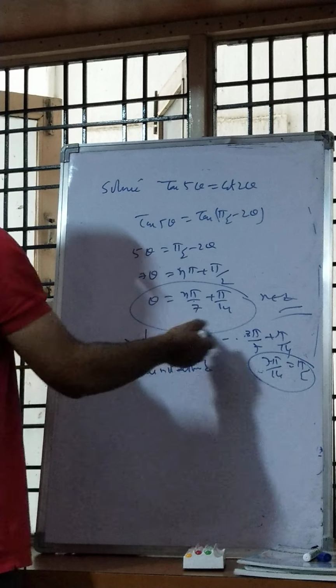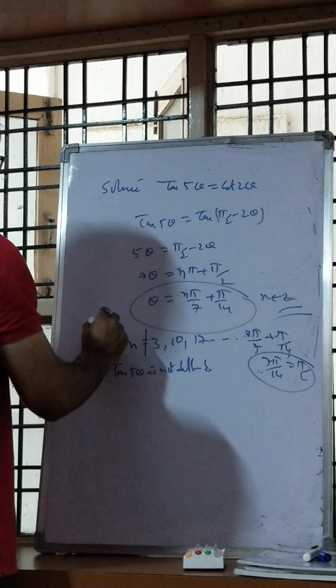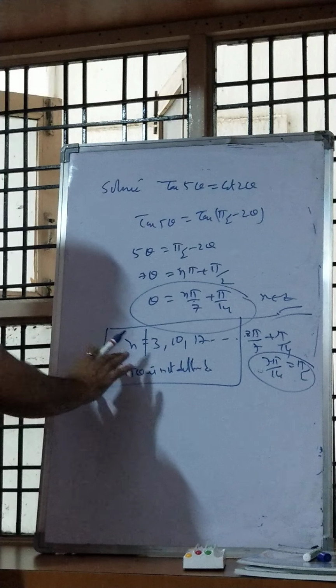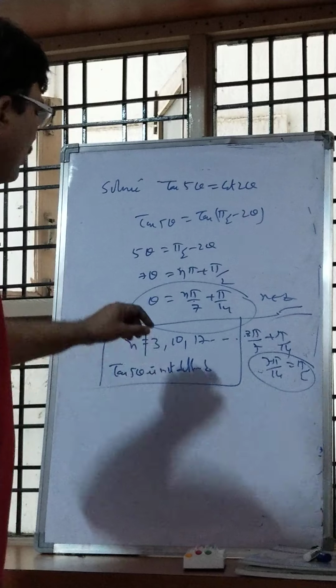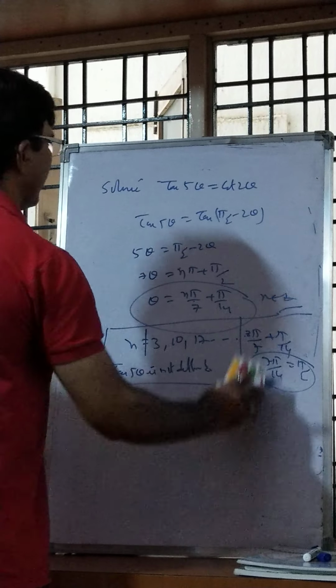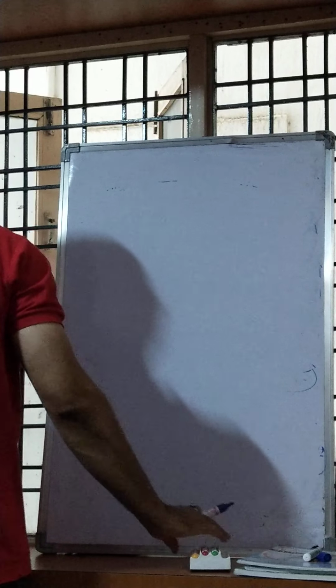Other than this, you take all n as 1, 2, 3, 4, 5, like this. But you have to be careful while writing the answer, sir. I never said that it doesn't have a solution. It has a solution, but you have to be careful here. You have to avoid all these values. In type 2, I discussed all this.